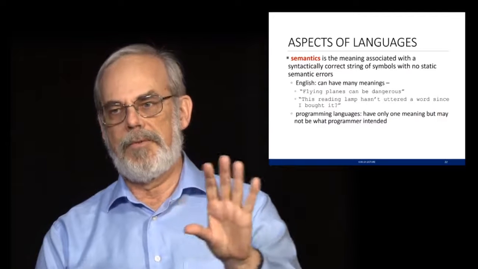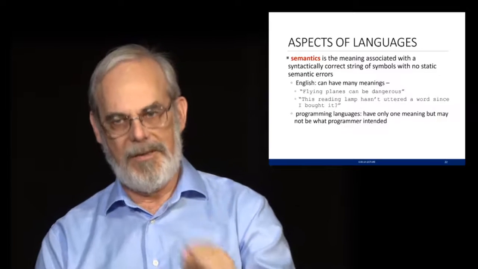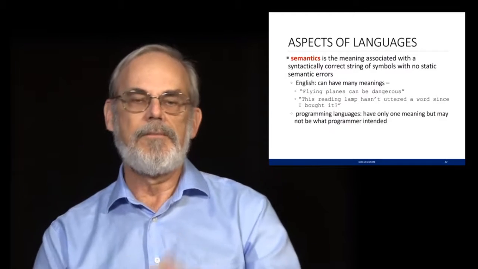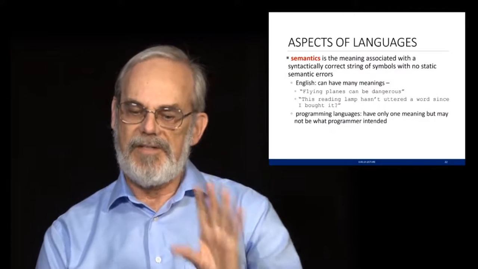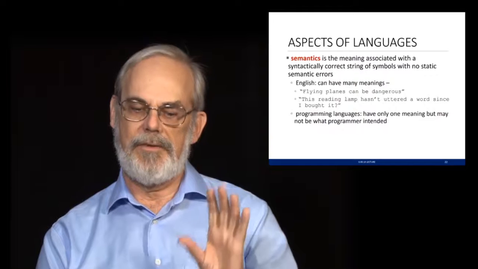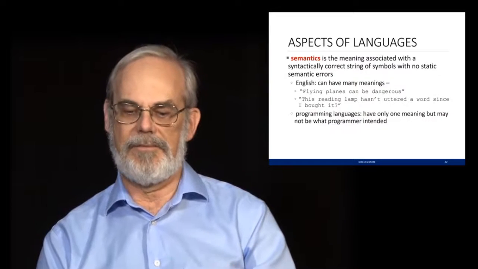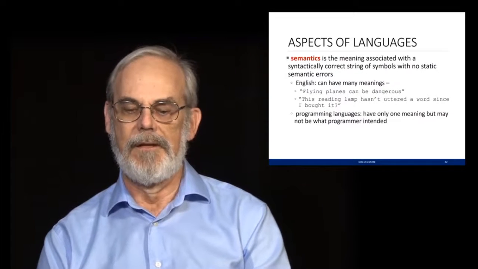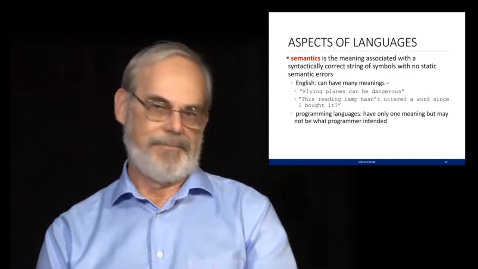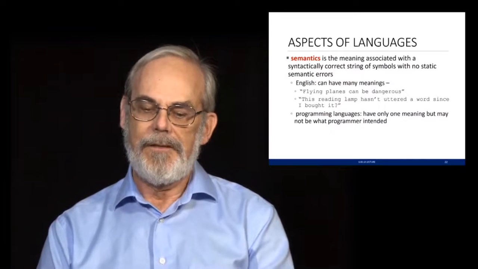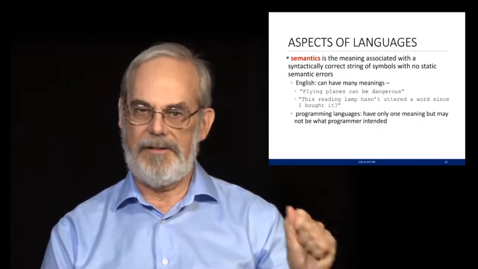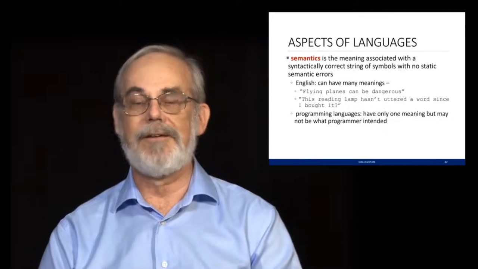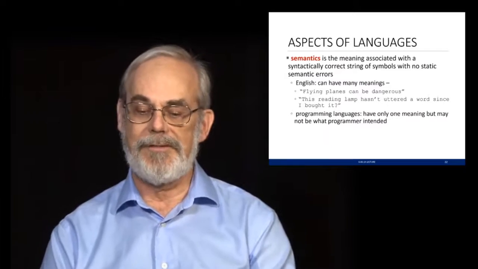Once we have both syntactically correct and static semantically correct expressions, we want to then know what's the meaning associated with them, and we're going to start building this up. Semantics then is the meaning associated with that syntactically correct string of symbols with no semantic errors. Even here there can be some wonderful nuances. In English, we can have a sentence that's both statically semantically correct and syntactically correct, but can have multiple meanings.